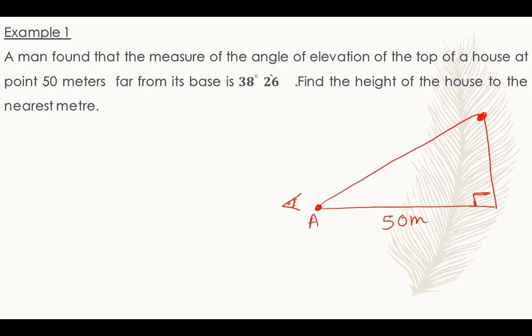The man looked to the top of the house, so the angle of elevation here is 38 degrees and 26 minutes. Here we want to find the height of the house. First we are going to name the triangle A, B, C. This is the house, BC, and this is the man's eye, A.